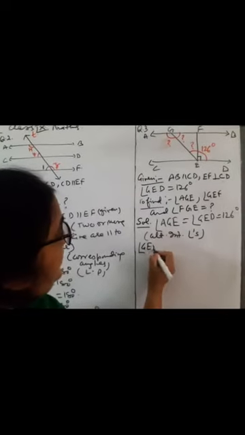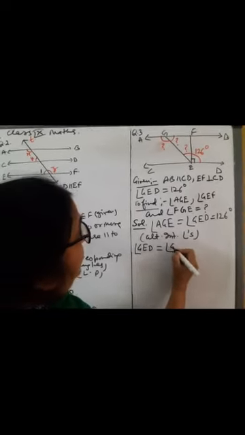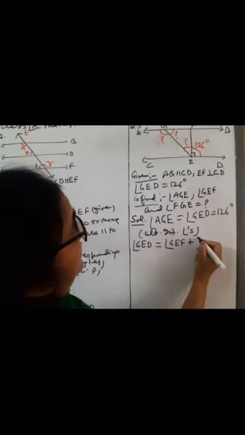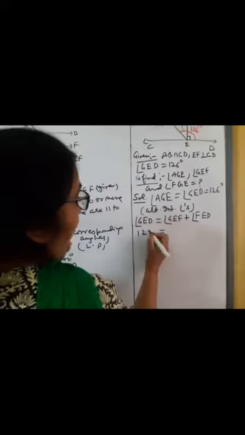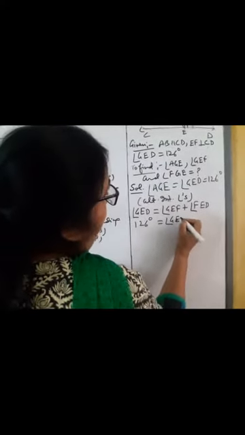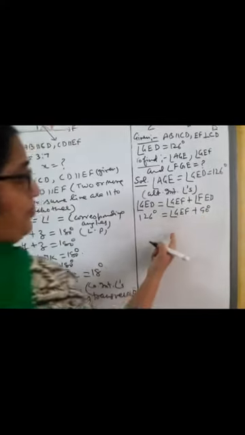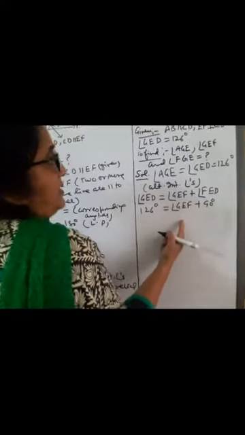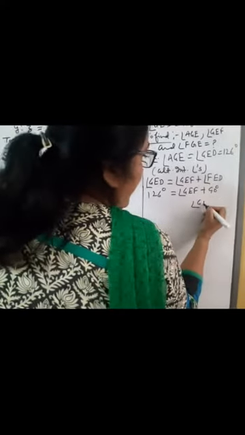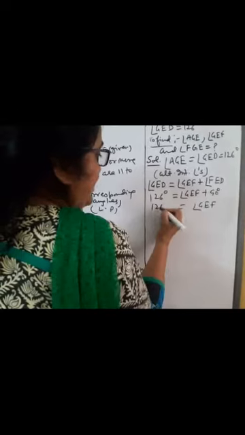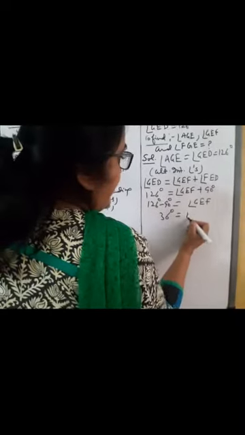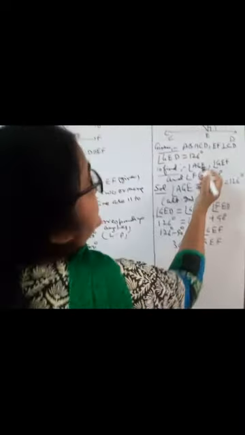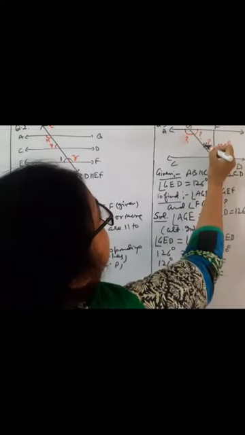Angle GED is made up of two angles, angle GEF plus angle FED. So angle GED is 126 degree. This you have to find out, and this is 90 degree because EF is perpendicular to CD. Angle GEF is 126 minus 90. So it is 36 degree. Angle GEF is this angle, it is 36 degree.